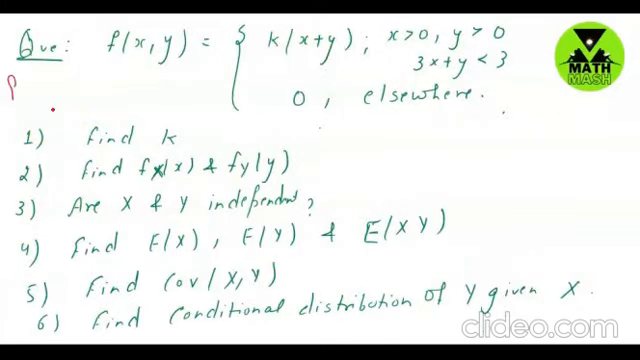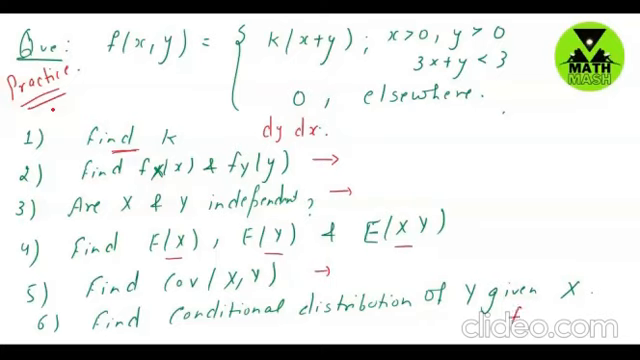Now this is a question for practice, the same question that we discussed just now. The question is the same, but in this you have to find the value of k by taking the order as dy dx. The question that we just did, in this we took the order as dx dy. This time you have to take the order as dy dx. Then find the marginal densities of x and y. Check whether x and y are independent or not. Then find the expected value of x, y, and the expected value of xy. Find the covariance between x and y, and then find the conditional distribution of y given x. So please do this question and let me know your answers in the comment box.